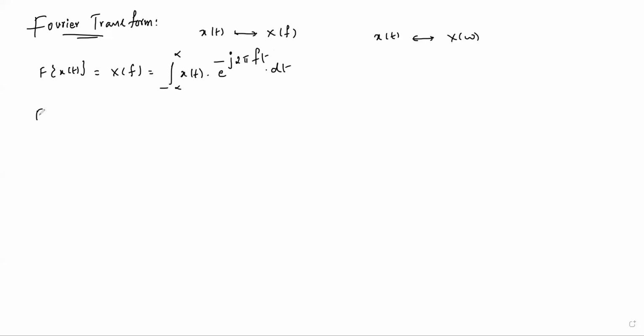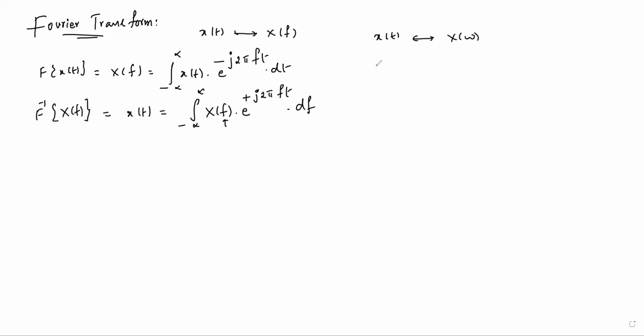Whereas inverse Fourier transform of x of f is x of t, given by the formula: integral from minus infinity to plus infinity of x of f multiplied by e to the power of plus j 2 pi f t. Now here the signal is in f domain, so it is df.